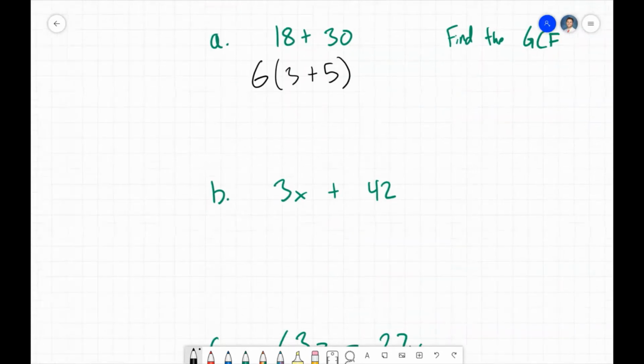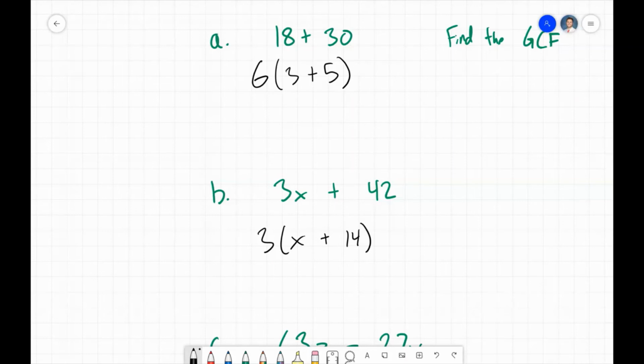Okay, now doing this with an algebraic expression. Okay, so we have 3x, or 3 times x, plus 42. Now if we were to list out all of these factors or do the prime factorization, we would find that 3 is our greatest common factor here. So we could again factor out this 3. We know that 3 times x is equal to 3x, and 3 times 14 is equal to 42. So we could write 3 times (x plus 14).